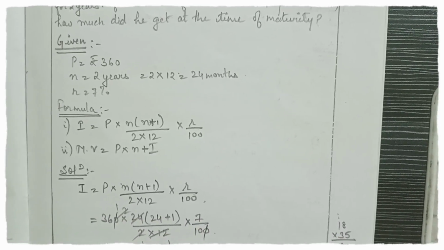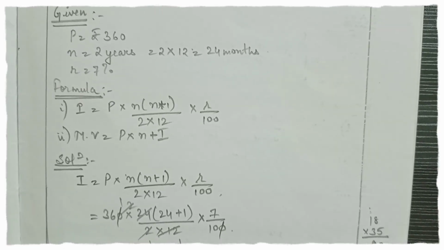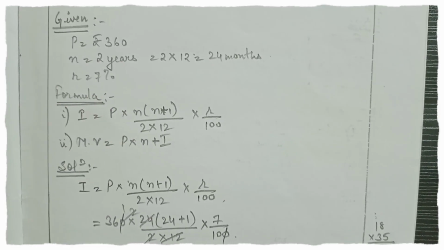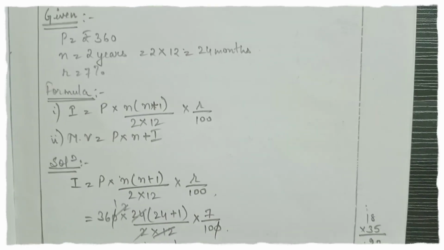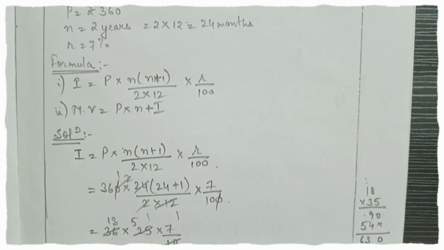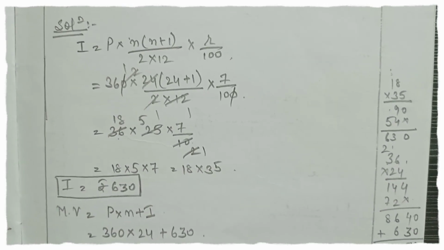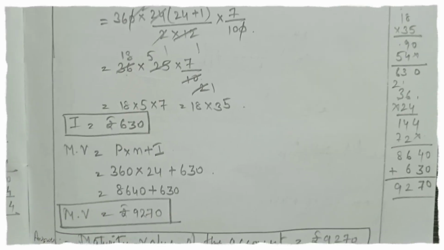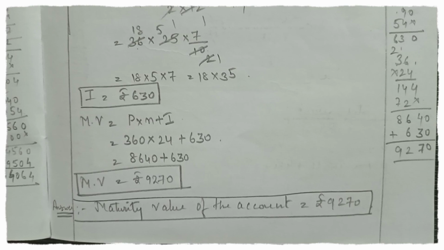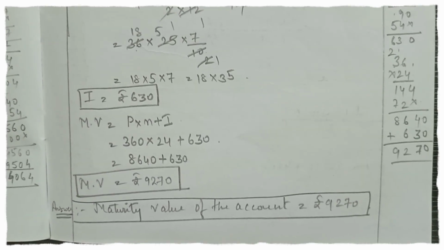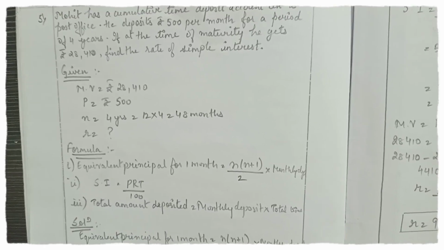So whatever is given is stated. P is equal to rupees 360, N is equal to 2 years, that is 2 into 12, 24 months, R is equal to 7%. The formulas are again the two formulas for the interest and the maturity value that we have used in the previous sums as well. Substituting the values, we get I is equal to rupees 630, and maturity value is equal to P into N plus I. You get maturity value rupees 9,270.